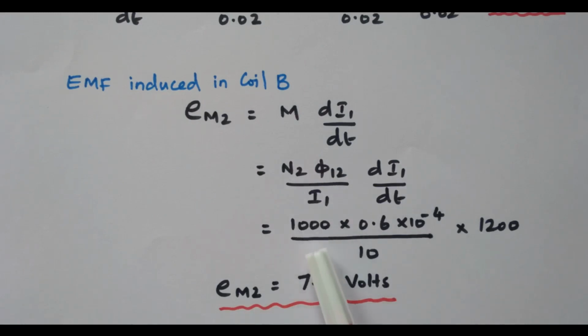So N2 is 1000, phi 12 we calculated as 60% of phi 1, divided by I1, which is 10 ampere, into di by dt, which we calculated as 1200. By simplifying, we got 7.2 volts EMF induced in the second coil due to the current change in the first coil. So now we have calculated the EMF.